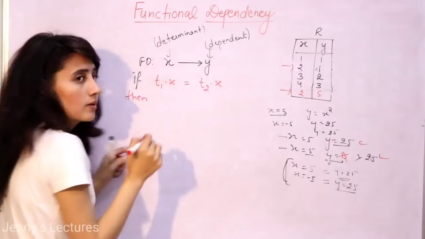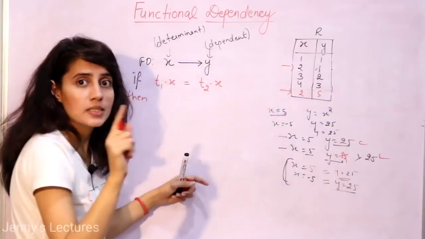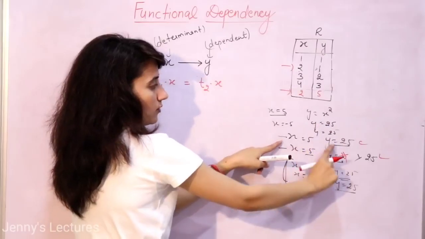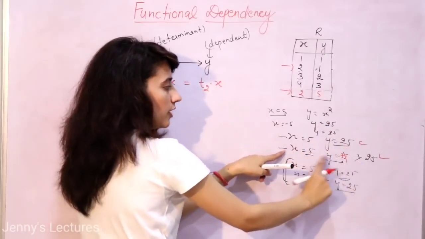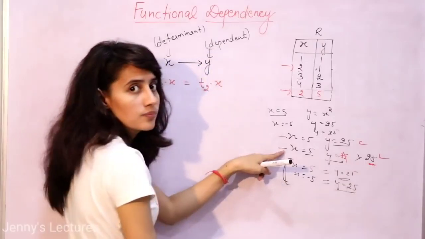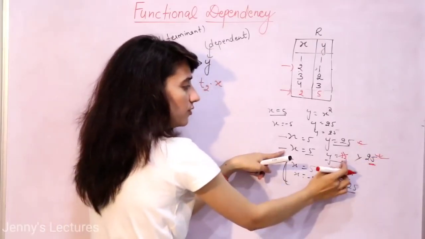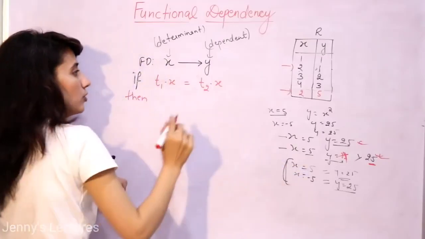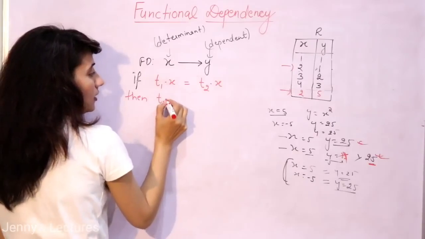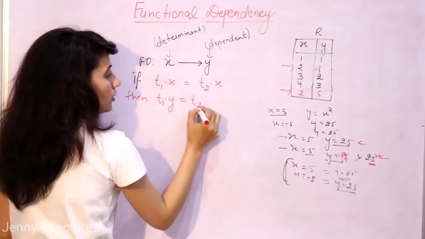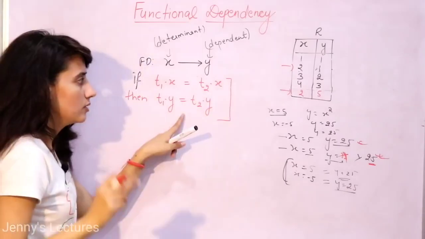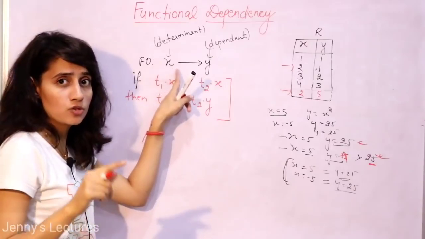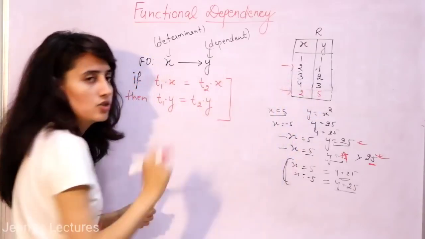Then the y value must be the same, right? Same case. Here y is x square, x is 5, then y is 25. Again I am writing, if x is equal to 5, then y must be 25, right? That is true. But here if I write 35, then that is wrong. That is not a functional dependency now, right? So now, t1.y equals t2.y. This should be the case, then only you can say that this is a functional dependency, x to y, on this relation, right?